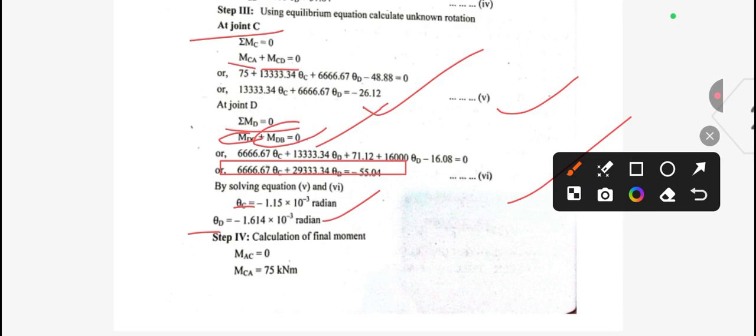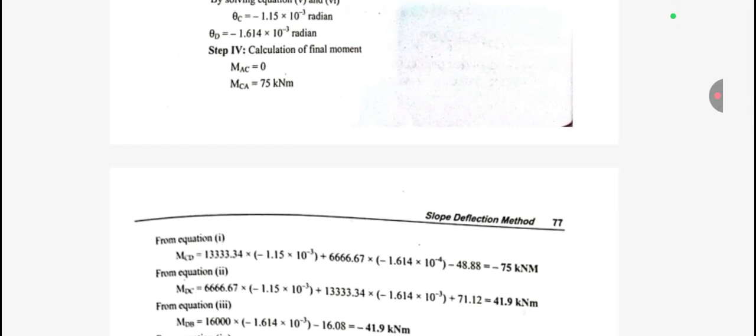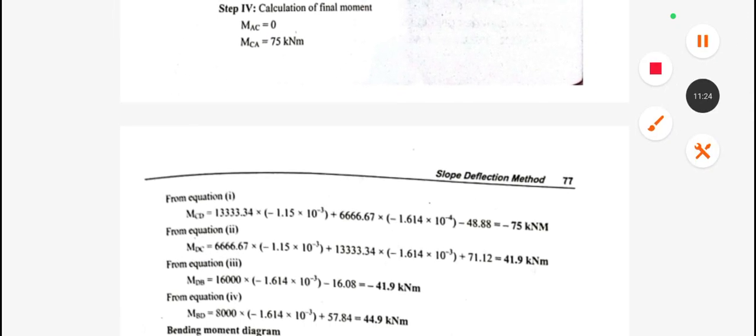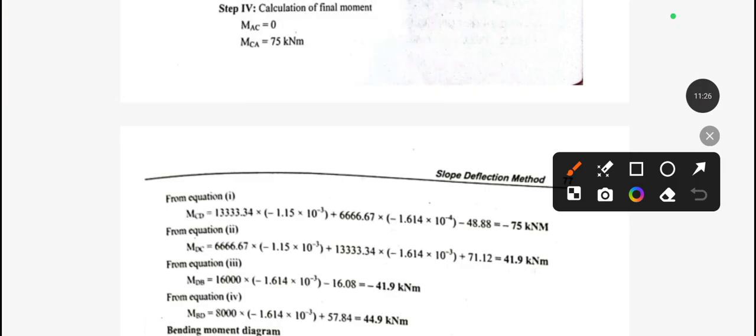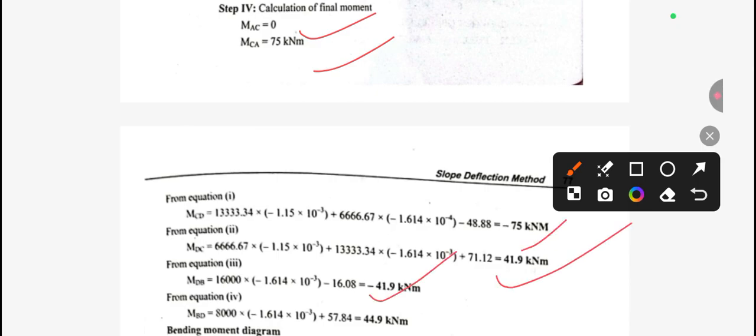Now we just need to put all these values in the slope deflection equations. Okay, only this much. So from there we put all the values and calculate, and we get this value. For CD we got this, for DC this one, for DB this value, so we get all the values.